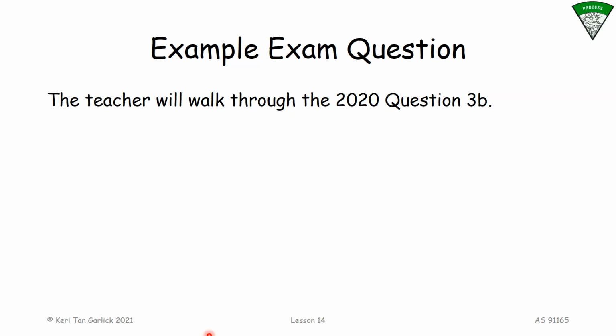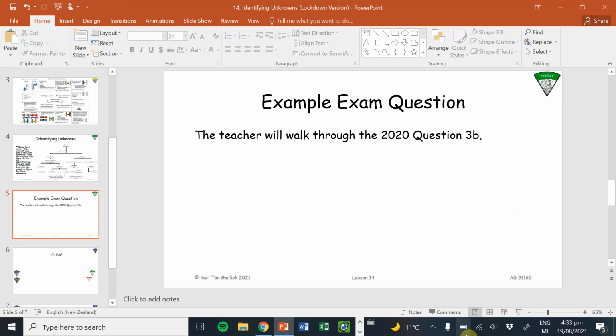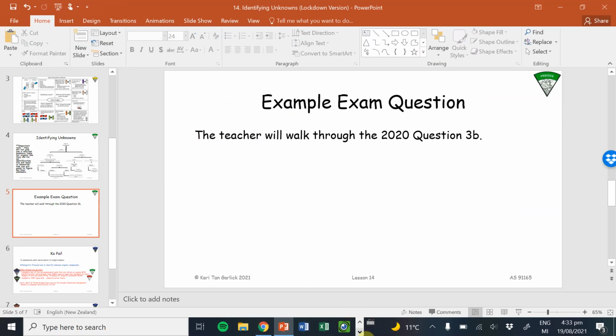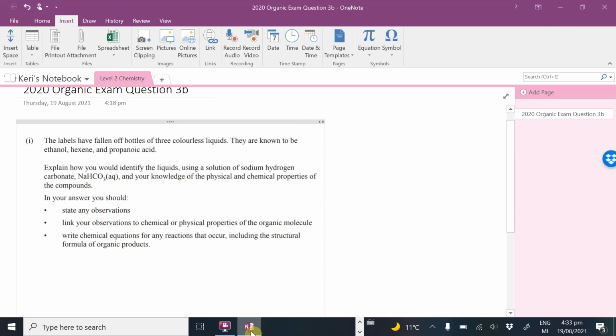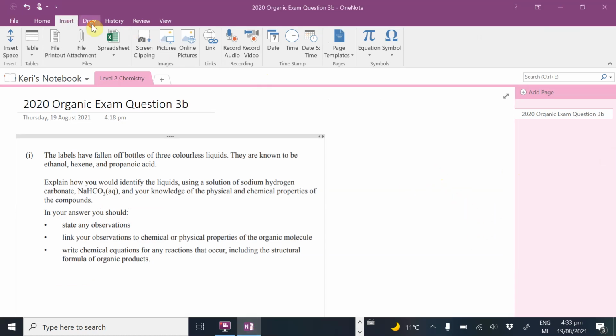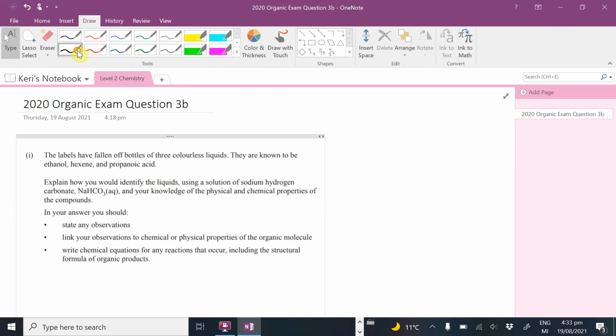What I want to do now is walk through an exam question. I won't fully answer it, but I'll show you guys how to process it, to pull out key information to basically set yourself up to answer it. So let's swap over to my OneNote, and I can write on this screen here. I'll do it in a thicker red pen.